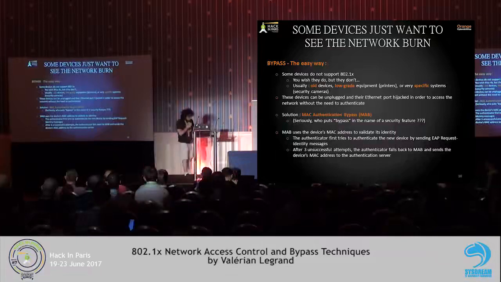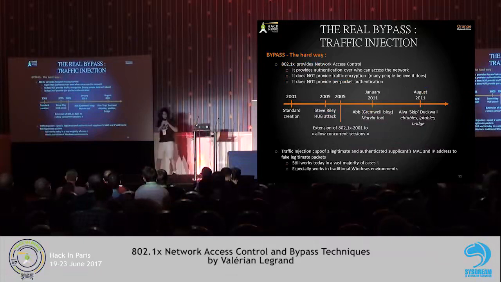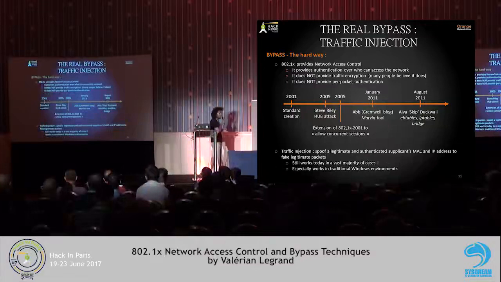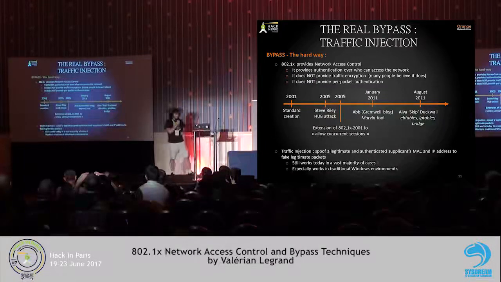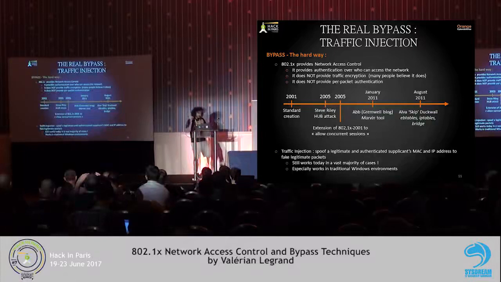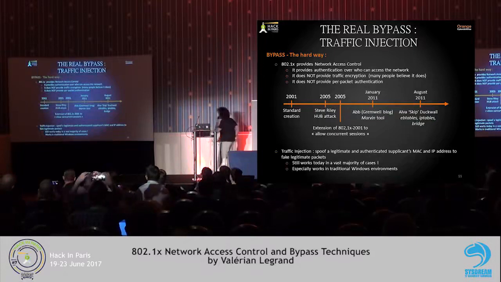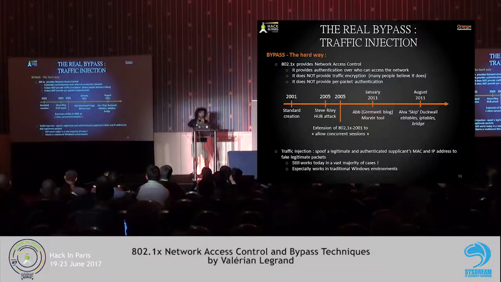So we will have to find another solution, which is called traffic injection. And from now on, in this presentation, we will mainly focus on this attack as it is one that is still valid today, that still works today, which is quite stealthy, but is a bit more complex to do. So, just a brief history. In 2001, the 802.1x standard is created. Five years later, Steve Riley, who worked at Microsoft at that time, and maybe still works there, I don't know, managed to bypass 802.1x protection with just a single hub.